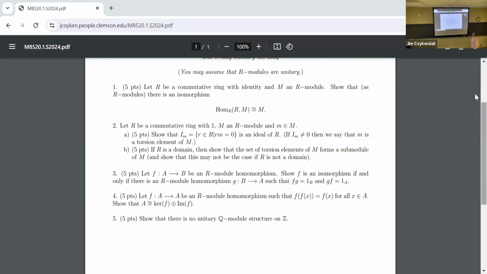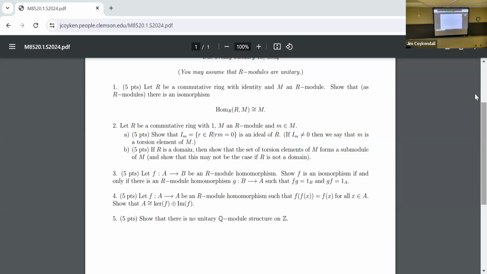Four is kind of a fun one. I love this one, and actually this one comes up in linear algebra quite a bit as well. Suppose you have f from A to A, and suppose f is an idempotent R module homomorphism. What I mean by that is f(f(x)) is f(x). So once you take x and do f(x), repeatedly applying f to it just leaves it alone. Show that A is isomorphic to the kernel of f direct sum the image of f. That's kind of a nifty one.